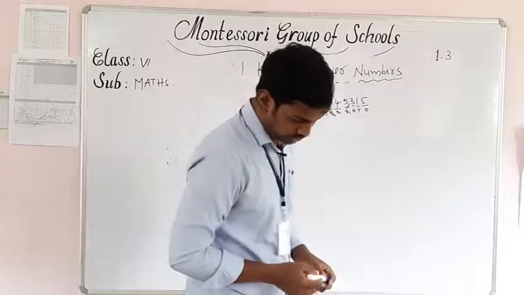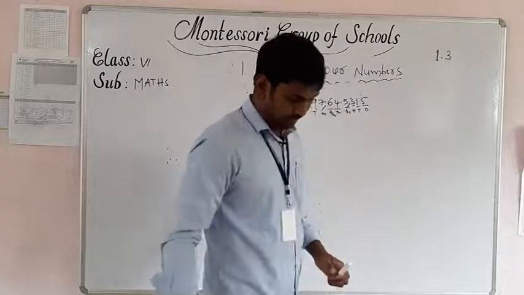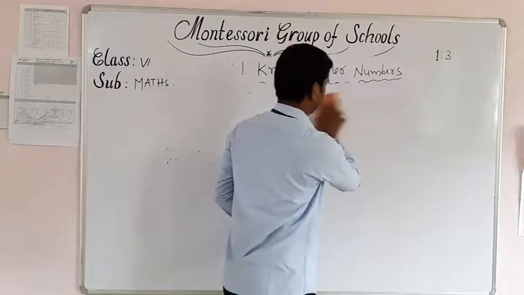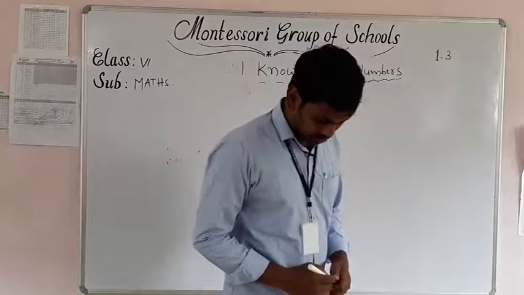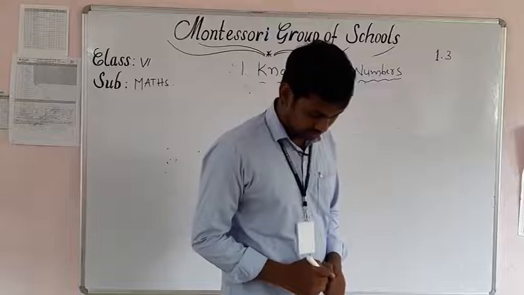97,645,315. So next, write the numbers in words, both Indian and international system.